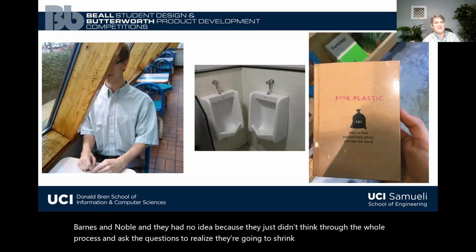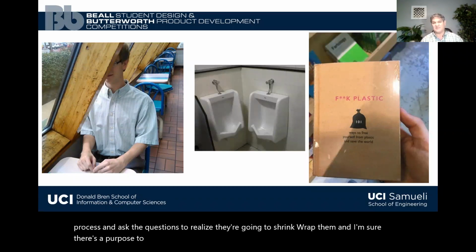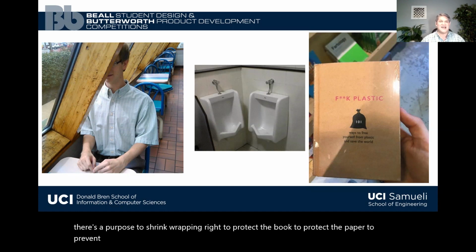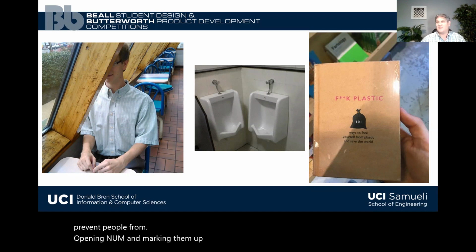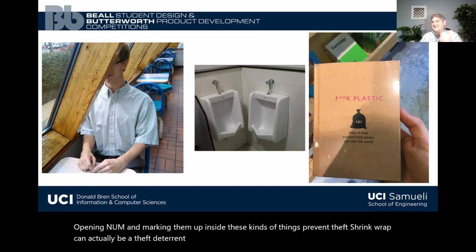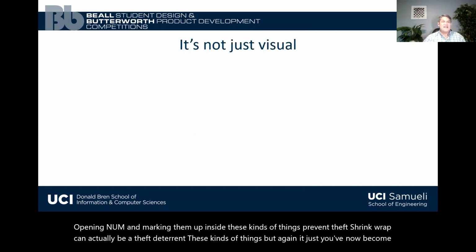And I'm sure there's a purpose to the shrink wrapping, right? To protect the book, to protect the paper, to prevent people from opening them and marking them up inside, you know, these kinds of things, prevent theft. Shrink wrap can actually be a theft deterrent. But again, you've now become dishonest as a brand or as a message, right?